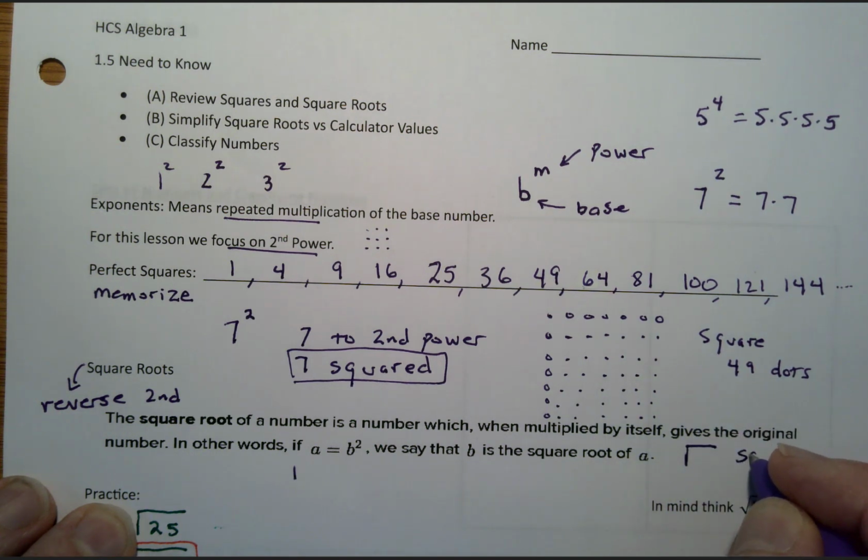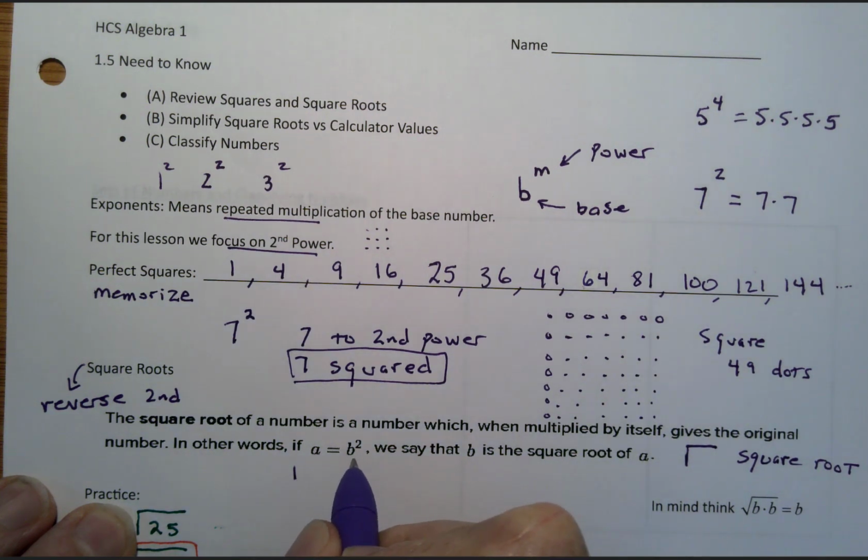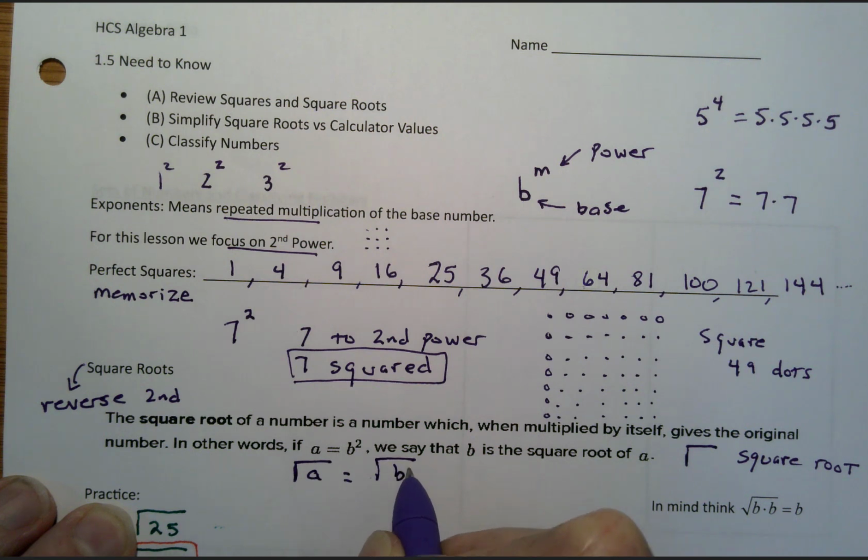That is the square root sign. So if I say a equals b squared and I take the square root of a, that means I'm also taking the square root of b squared. Now this is that idea: the square root will reverse the second power, and that equals b.